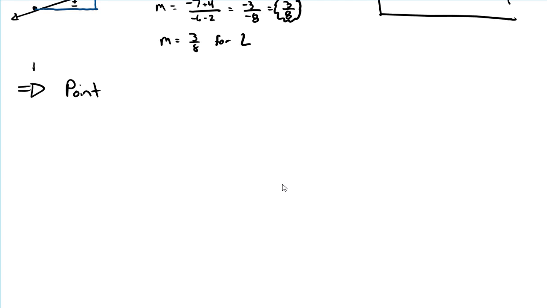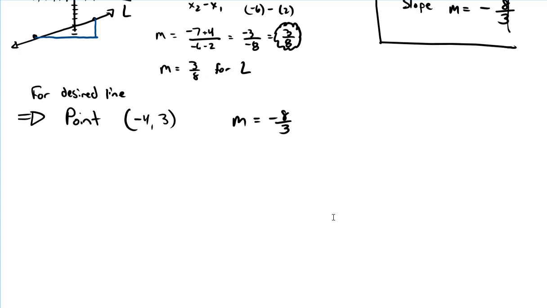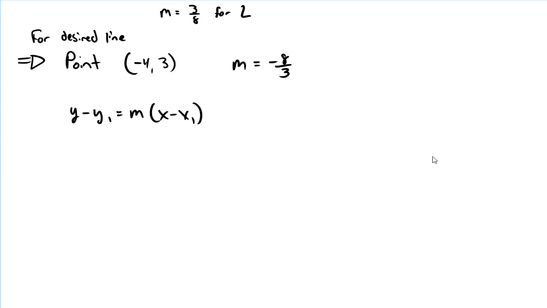So the point that we'll use, so for the desired line, we've got the point is negative 4, 3, and the slope is negative 8/3. And then now we can set it up as y minus y1 equals our m times x minus x1. We can plug all that information in. So we have y minus 3 equals negative 8/3 times x minus negative 4.